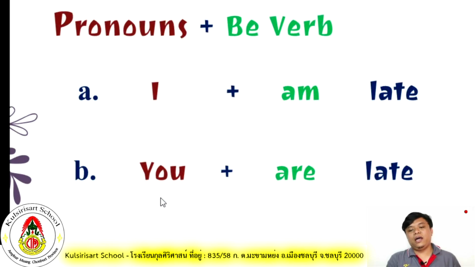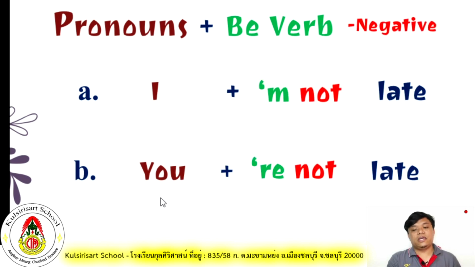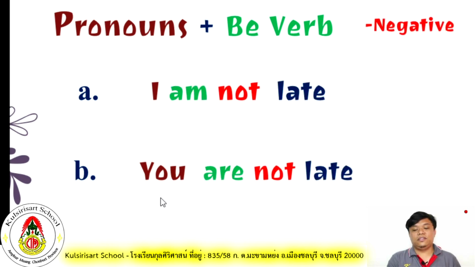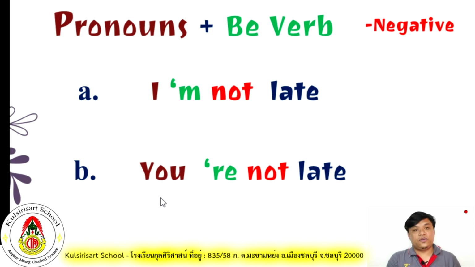Okay, we have here pronouns, I and you. We add them with am or are, or the verb to be, and late. I am late. You are late. So, in negative form, you'll say, I'm not late. You're not late. In contraction, you will say, I'm not late. You're not late. Or you can say, you aren't late. Instead of saying, you're not late, you aren't late can do.